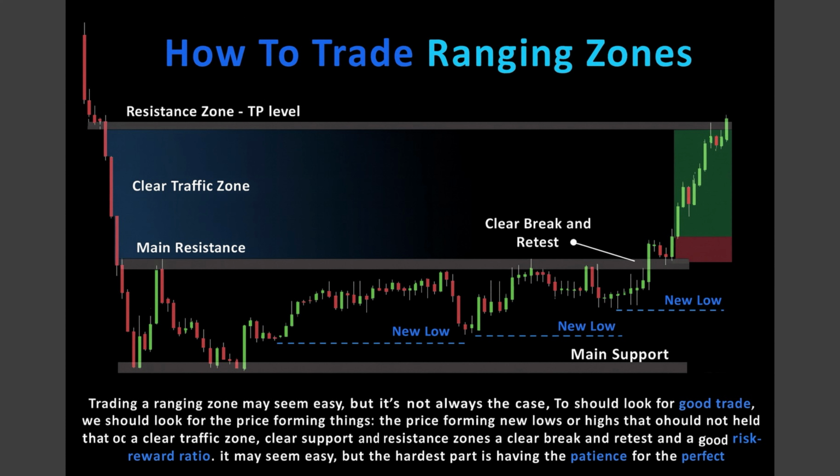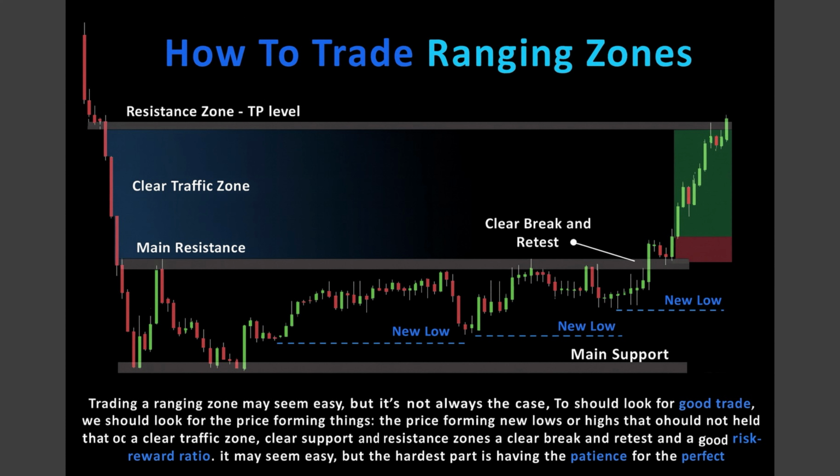Eventually, we see a clear break and retest above the main resistance zone. This moment is crucial. A breakout followed by a successful retest is often the signal that the range is ending and a new trend is beginning. Traders who wait patiently for this confirmation can catch the move early, entering trades with a stronger probability of success.